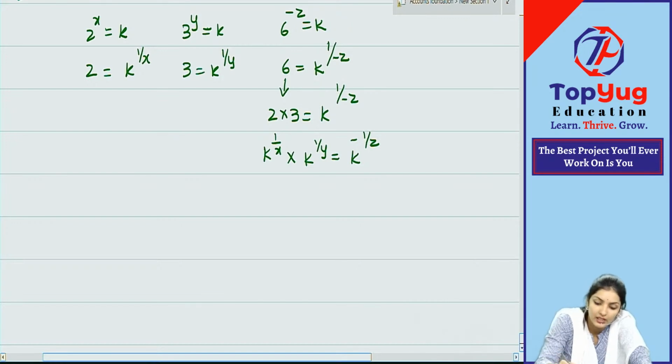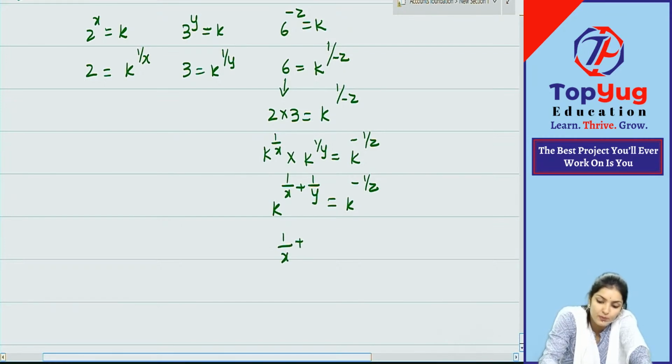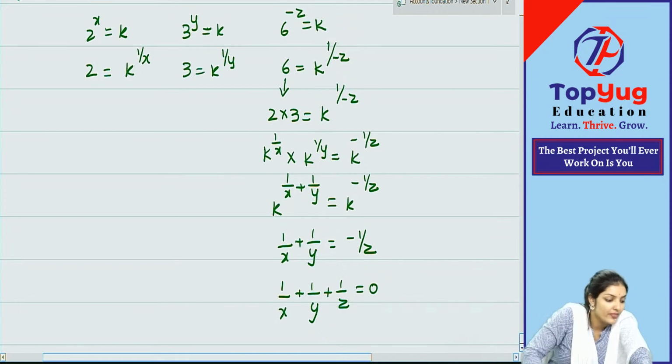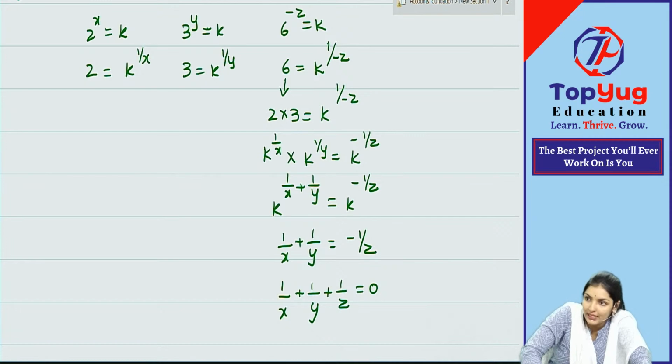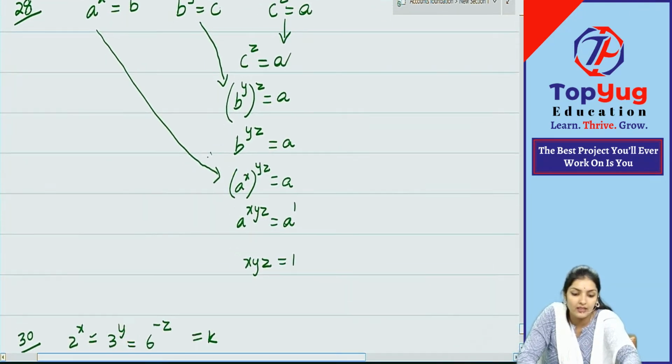Am I clear? Now, can I write it as k to the power 1 by x plus 1 by y is equal to k to the power minus 1 by z? Bases are equal. Equate the powers. 1 by x plus 1 by y is equal to minus 1 by z. So, 1 by x plus 1 by y plus 1 by z is equal to 0. That's what they are asking in the question. Answer is B. Am I clear, everyone? Now copy down this 28th one and 30th one.